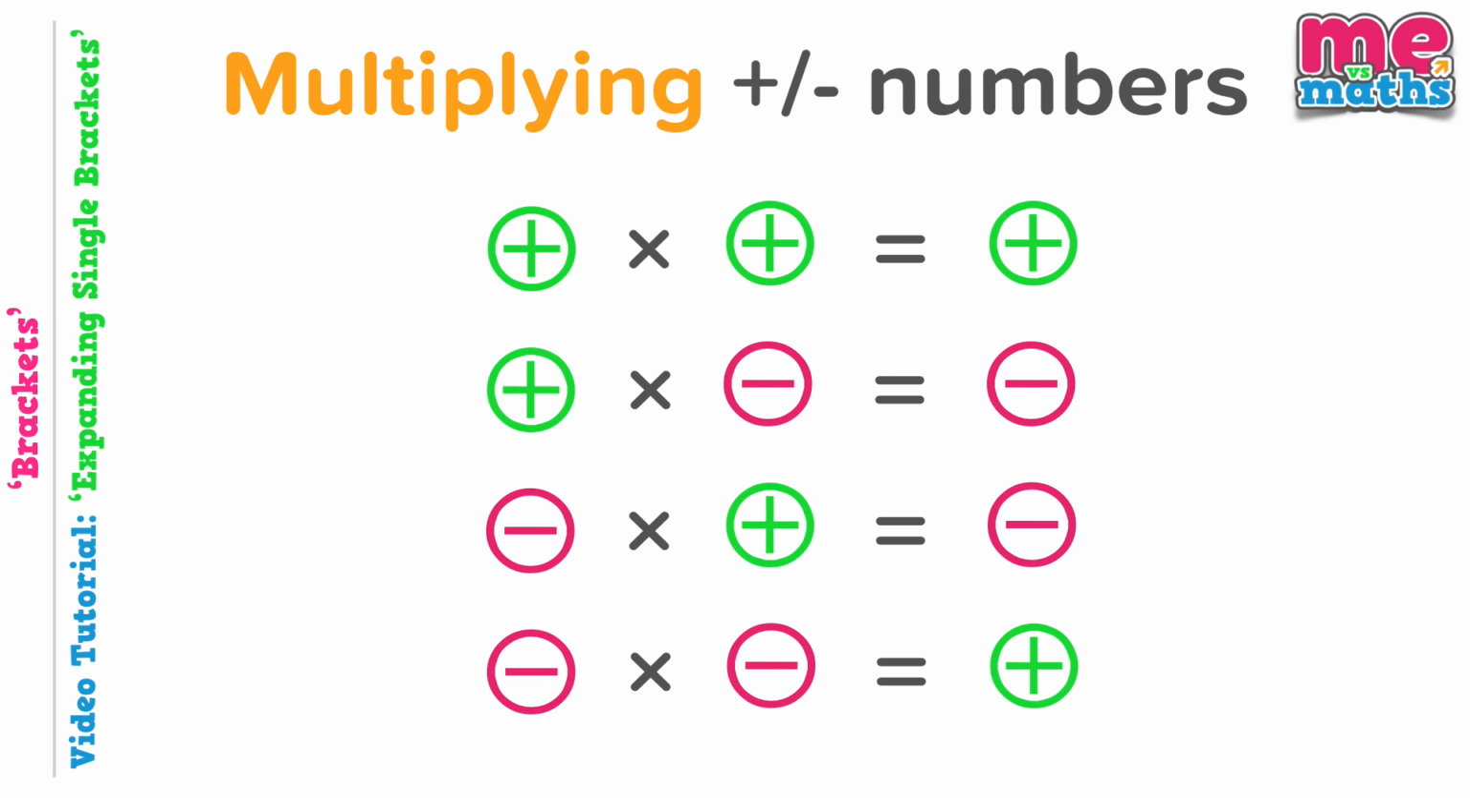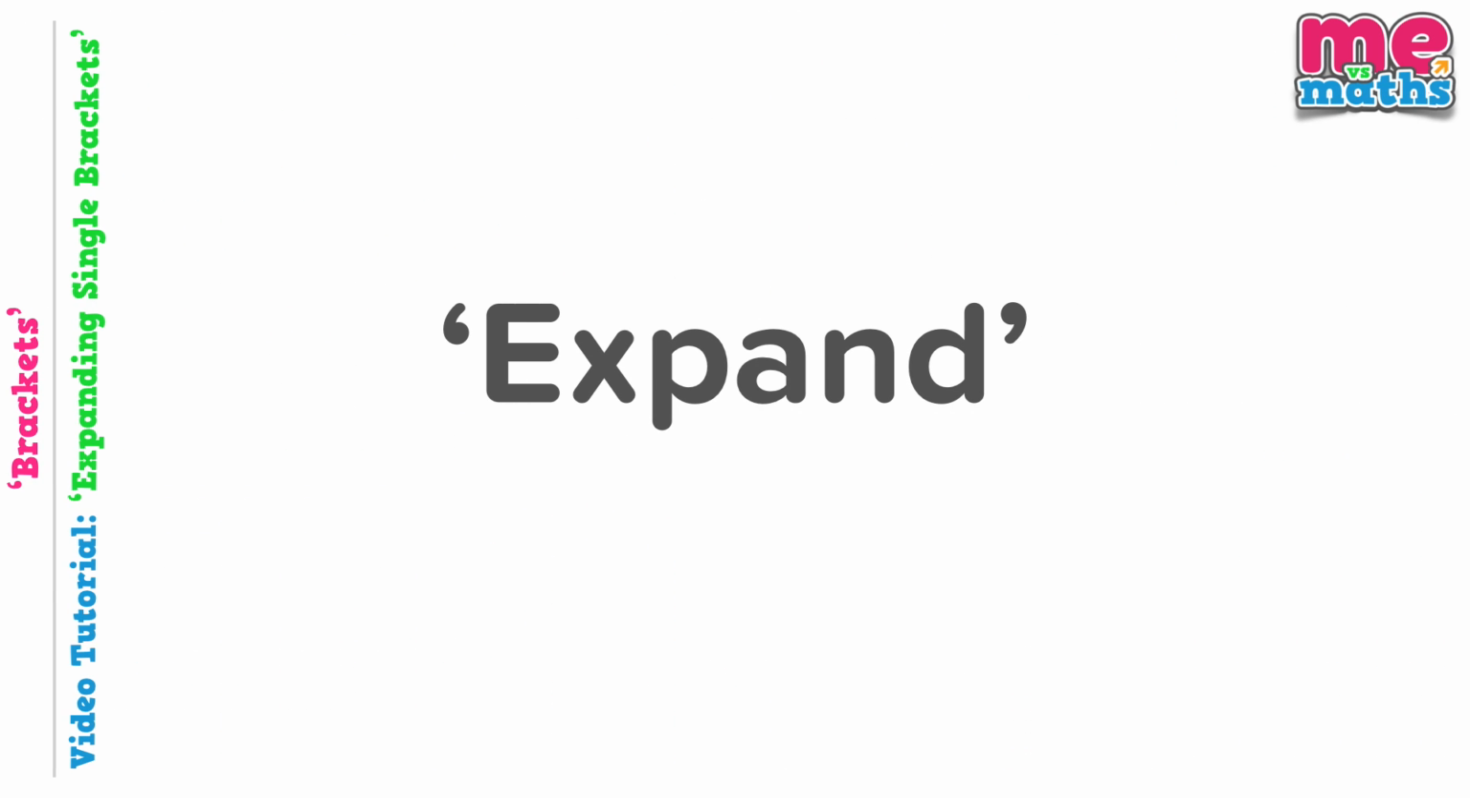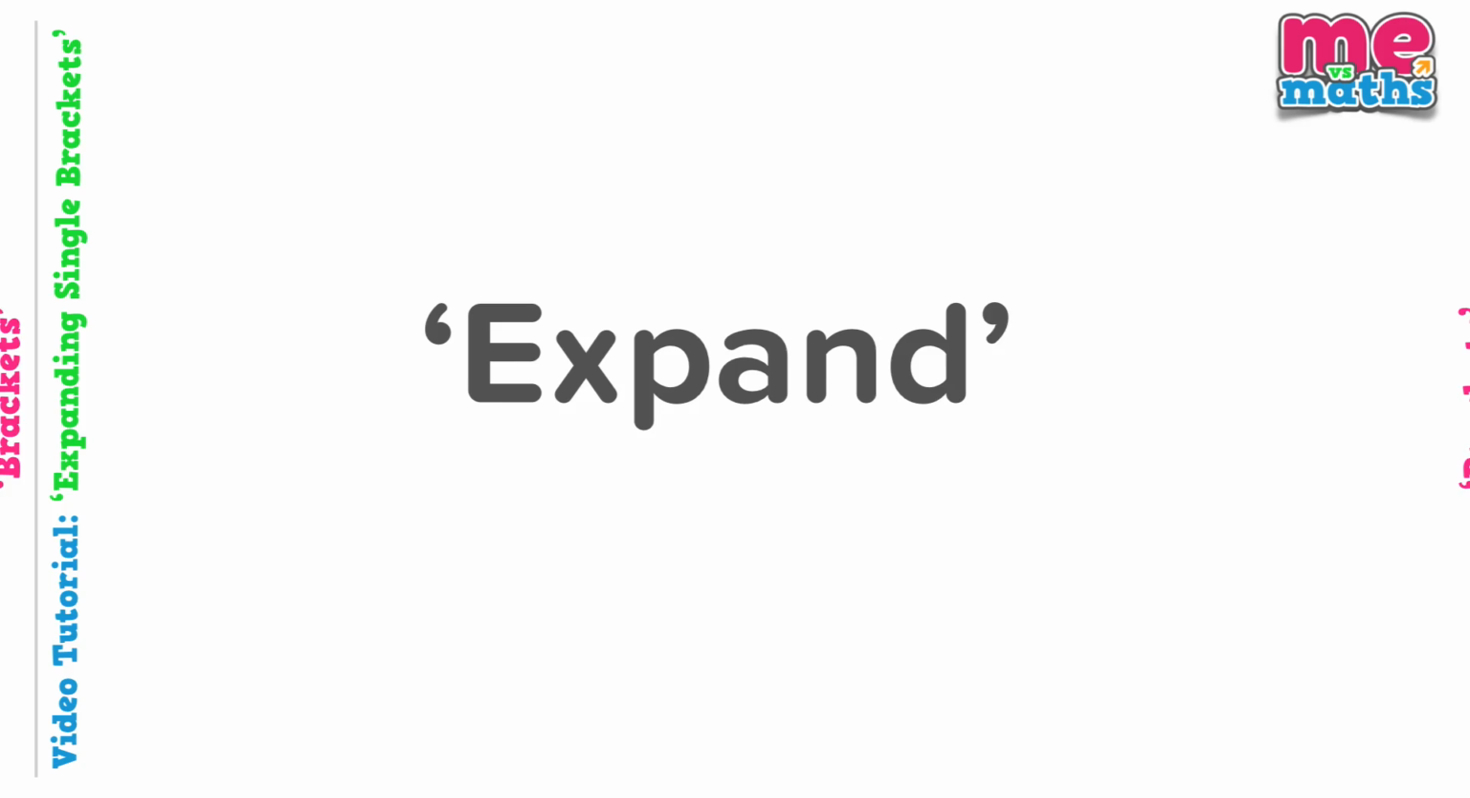Speaking of multiplying, it's really important at this stage to be comfortable with multiplying positive and negative numbers and terms. Here are those rules, and if you're not already familiar with these, then I'd urge you to watch our tutorial that's dedicated to them. A positive times a positive gives a positive answer, a positive times a negative gives a negative answer, a negative times a positive gives a negative answer, and lastly, a negative times a negative gives a positive answer. With those rules recalled, let's get on with looking at how we expand a simple single bracket.